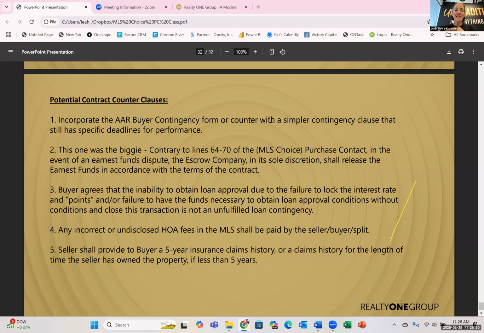The big one, contrary to lines 64 to 70 of the non-member purchase contract: in the event of an earnest funds dispute, the escrow company in its sole discretion shall release the earnest funds in accordance with the terms of the contract. So for me, that's probably going to be the biggest one that I want to be sure I'm countering with to have upheld. But again, talk it out with your clients and your broker.